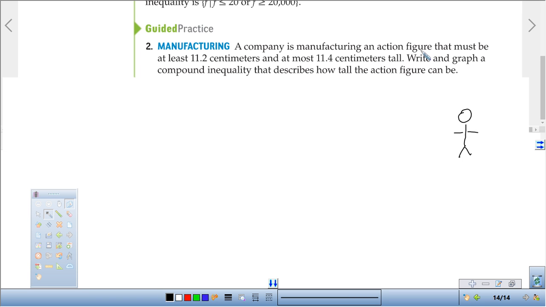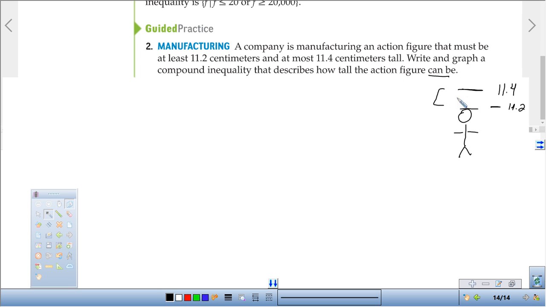A company is manufacturing an action figure that must be at least 11.2 centimeters tall and at most this much. So this is the acceptable range right here. Write and graph a compound inequality that describes how tall the action figure can be.